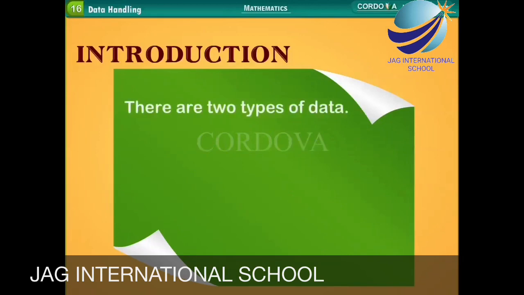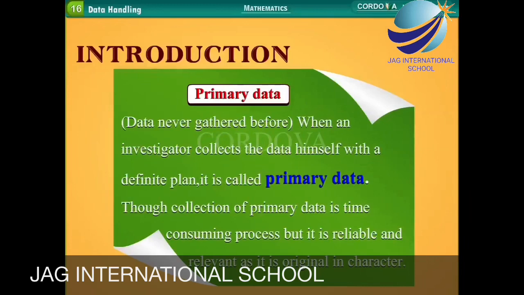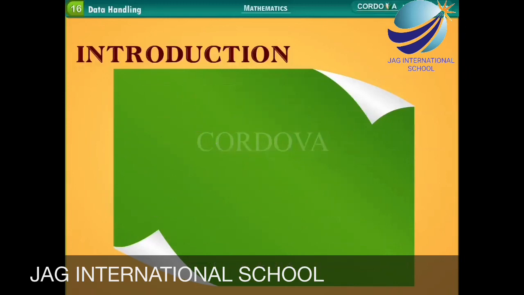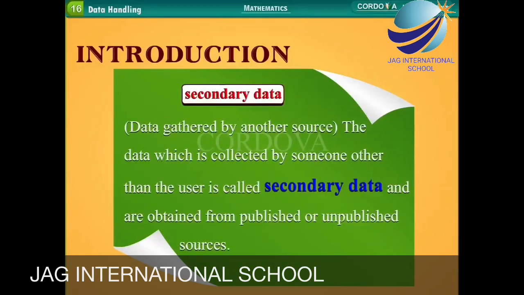There are two types of data: primary data and secondary data. Primary data is data never gathered before. When an investigator collects the data himself with a definite plan, it is called primary data. Though collection of primary data is a time-consuming process, it is reliable and relevant as it is original in character. Secondary data is data gathered by another source. The data which is collected by someone other than the user is called secondary data and is obtained from published or unpublished sources.